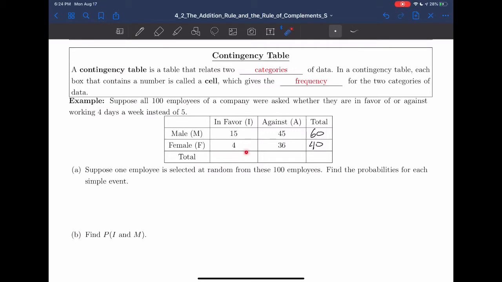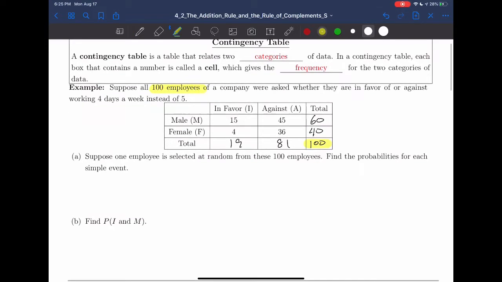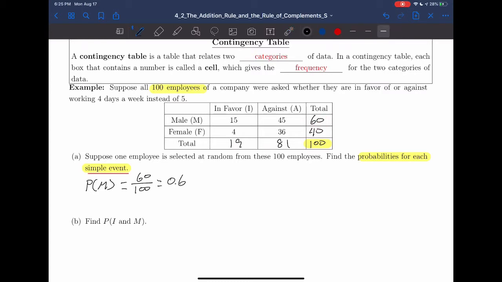And you do the same thing with the total number of people who are in favor and who are against. And if you take the total sum, either rows or the column, it should give you the same number, which is 100, which makes sense because there were 100 employees, so that's one way you could check your answers. Next, we want to select a random person from this group and find the probability for each simple event. For example, the probability of picking a male out of this group will be the total number of males over the total number of people working in the company.